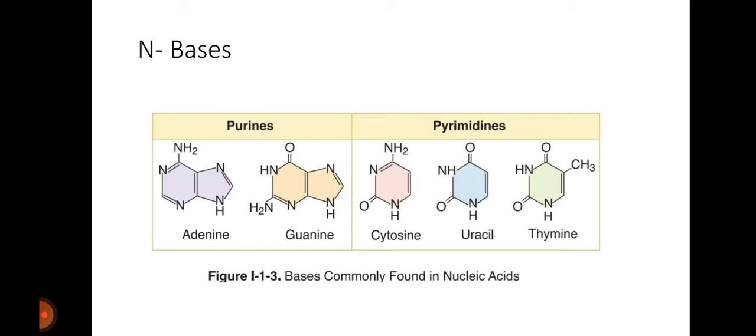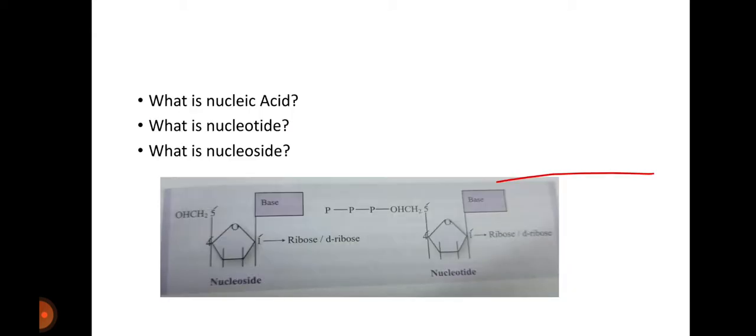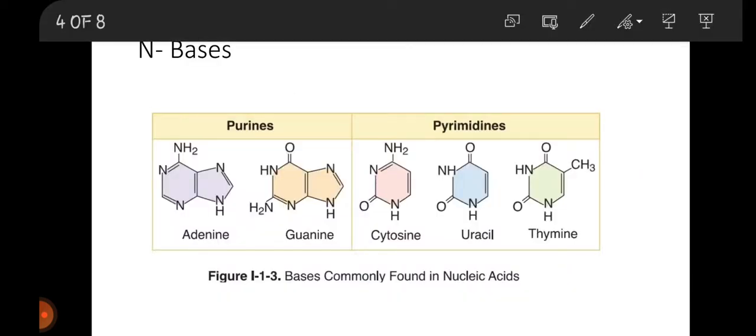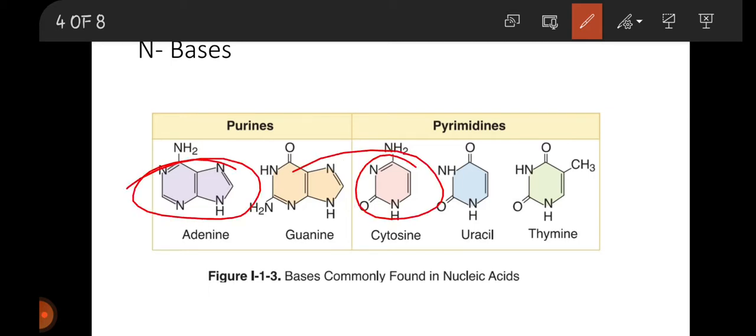The N bases, the nitrogen bases. Okay, so there are two types of nitrogen bases, the purines and pyrimidines. Purines have two rings where pyrimidines have one ring, and you can already see that in the picture. It has two rings where this has one ring.